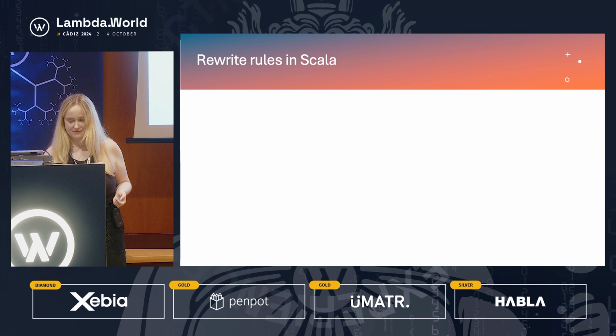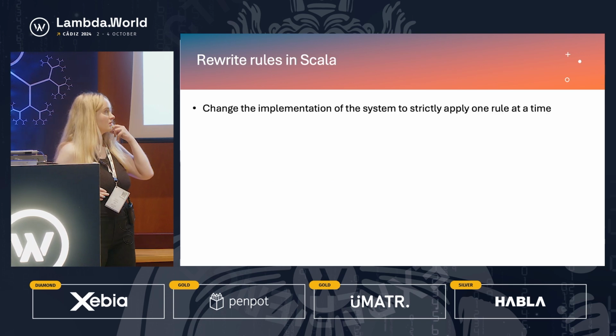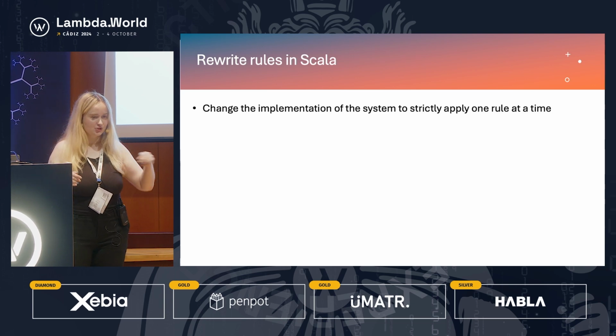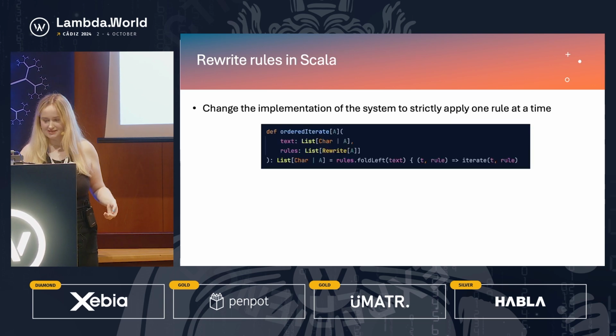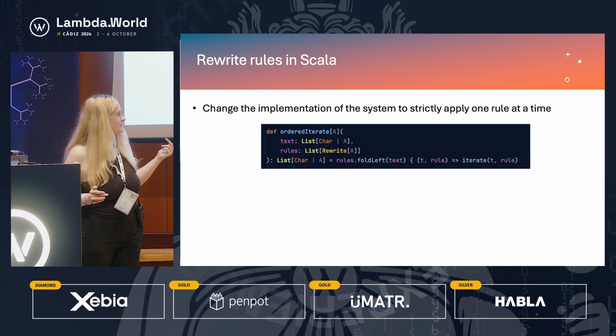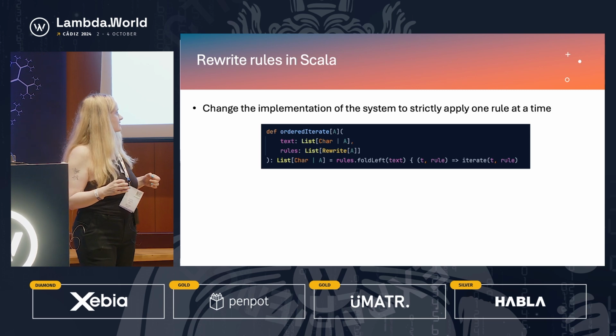So how are we going to fix this issue? I think there are two approaches. One, which was my first approach, would be to change the implementation of the entire system so that you strictly only apply one rule at a time. But this didn't really sit well with me because I had to change the behavior of the entire system just to incorporate some rules that weren't being applied in the correct order.